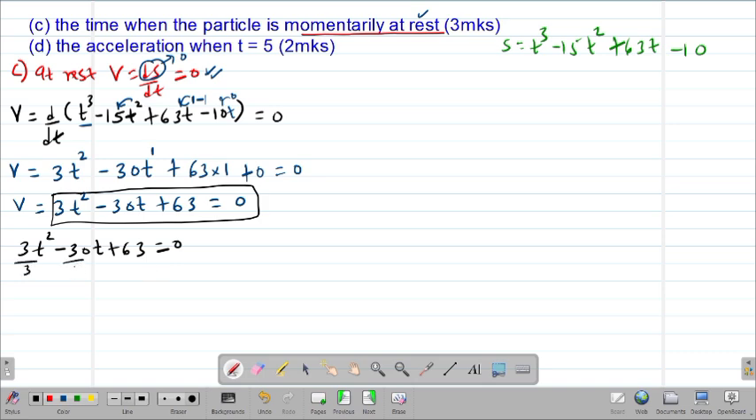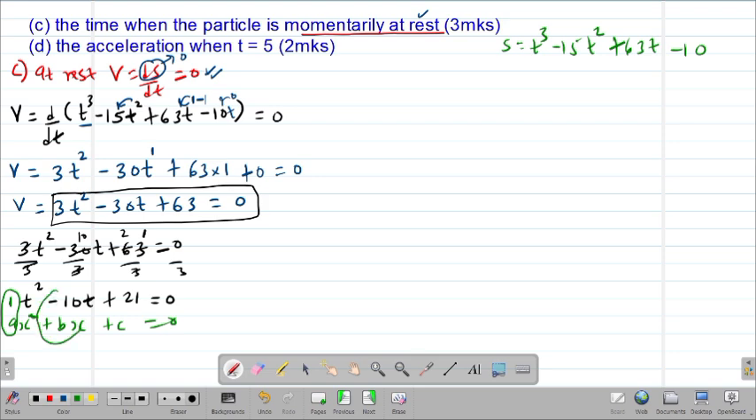So over 3, over 3, over 3, over 3. So this will give me t squared because the 3 will cancel out. Then of course minus 10t, the 3 into 30, that is 10. Then of course plus 63 divided by 3, which is 21, is equal to 0. So these are quadratic in the form ax squared plus bx plus c is equal to 0. Such that our value of a will be the coefficient of t squared, which clearly will be 1. Our value of b will be negative 10. Then the value of c will be 21.